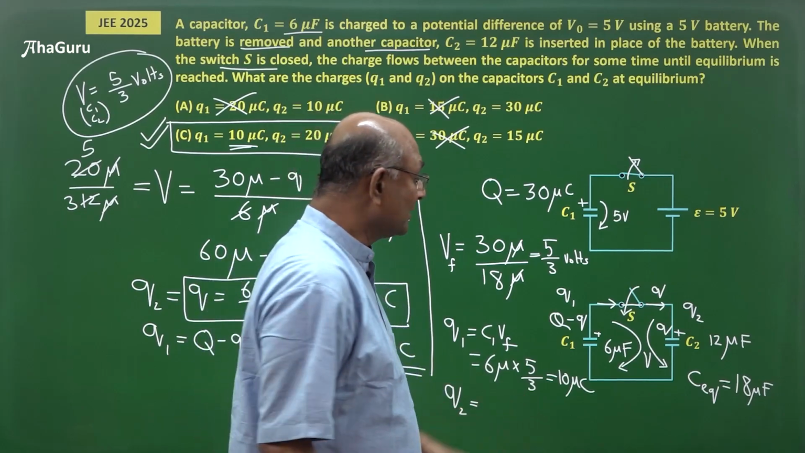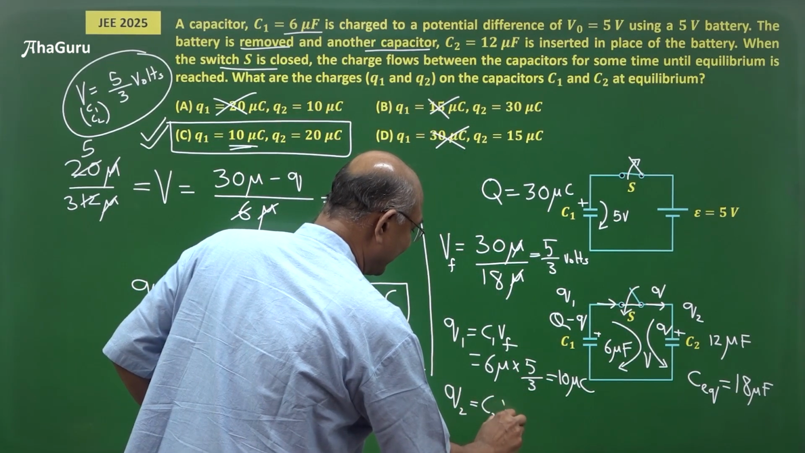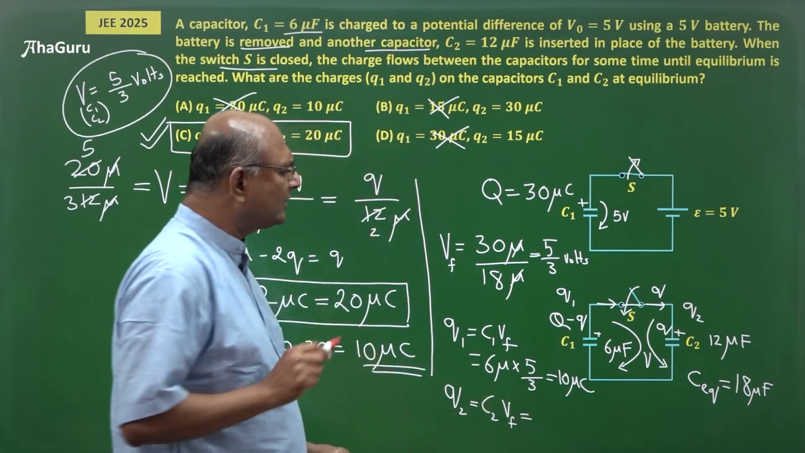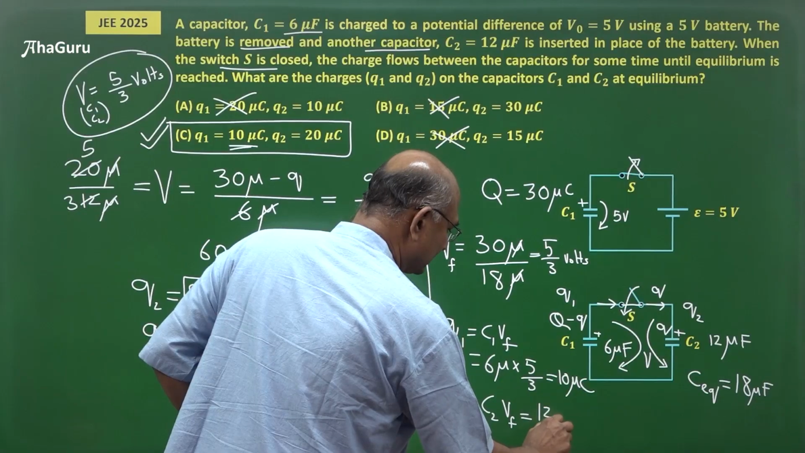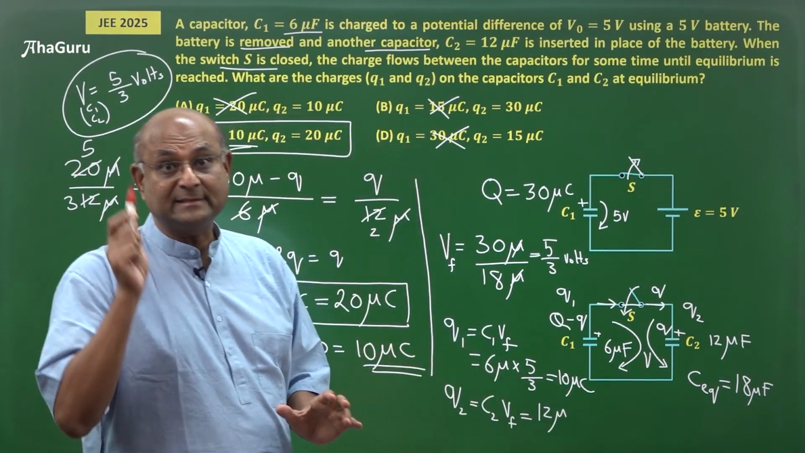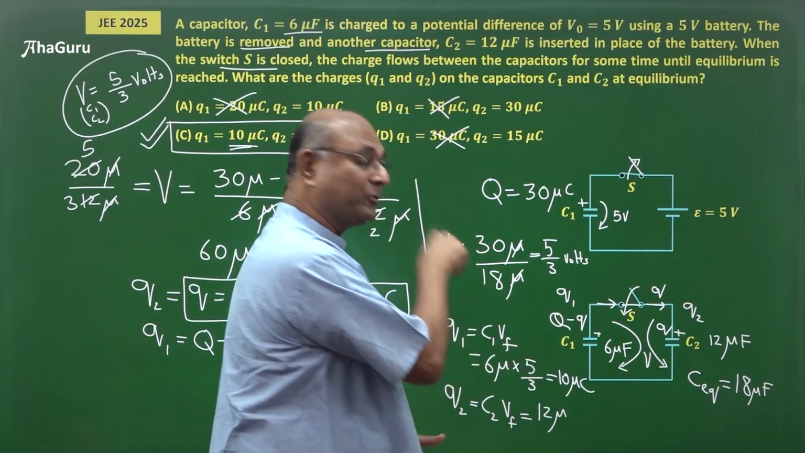Same potential drop. So, it will be C2 into V, C2 into V, C2 into V final. What is C2? 12. So, 12 microfarad. Always remember that farad is the SI unit. So, I am not writing farad, but micro is not SI unit. No, you have to put the micro there.